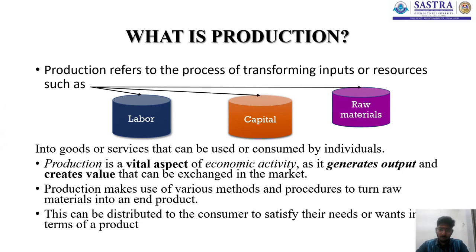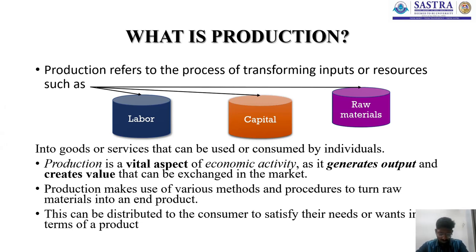So, what is production? The term production refers to the process of transforming inputs or the resources such as labor, capital, raw materials into goods or services that can be used or consumed by individuals. Production is a vital aspect of economic activity as it generates output and creates value that can be exchanged in the market. Production makes use of various methods and procedures to turn raw materials into an end product. This can be distributed to the consumer to satisfy their needs or wants in terms of a product.